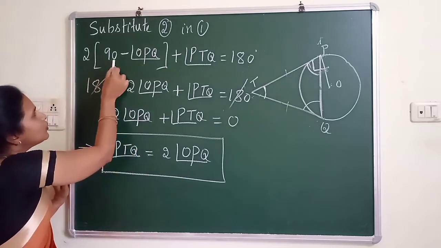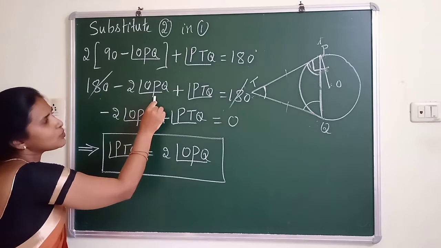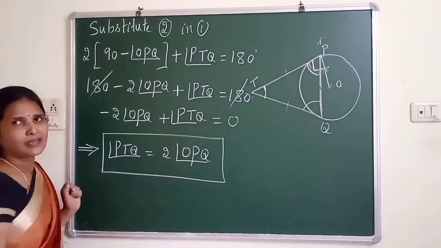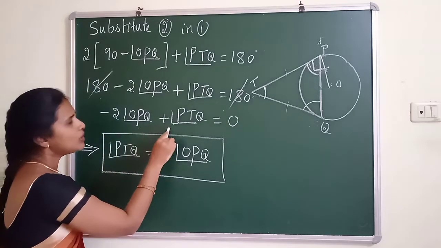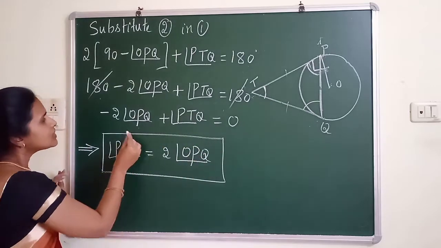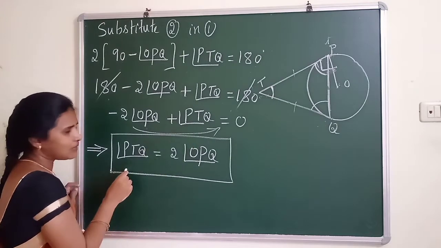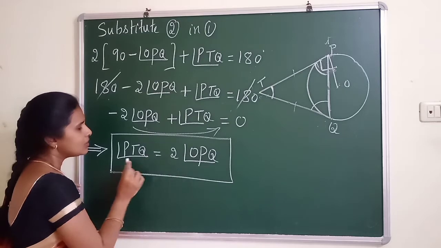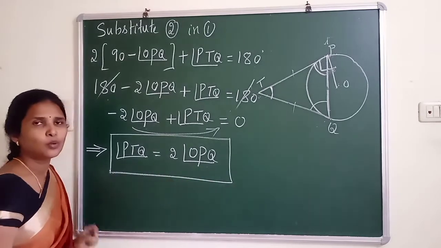So multiply 2 into 90, 180; 2 into OPQ is minus 2 times OPQ, plus PTQ equals 180. 180, 180 gets cancelled. The remaining is minus 2 times angle OPQ plus angle PTQ equals 0. So almost we got the answer. Send this to RHS. Angle PTQ remains as it is. PTQ equals, minus this becomes plus. So we got angle PTQ equals 2 times the angle OPQ.